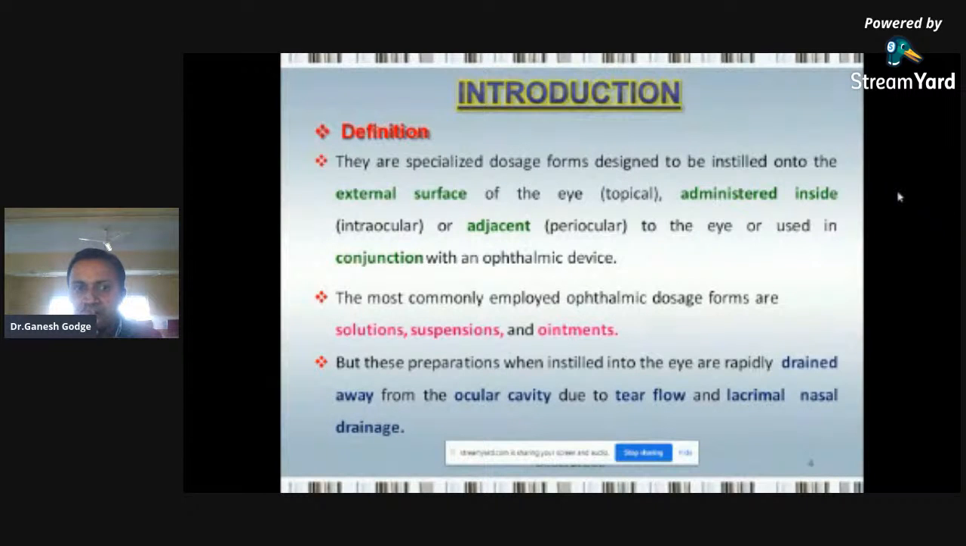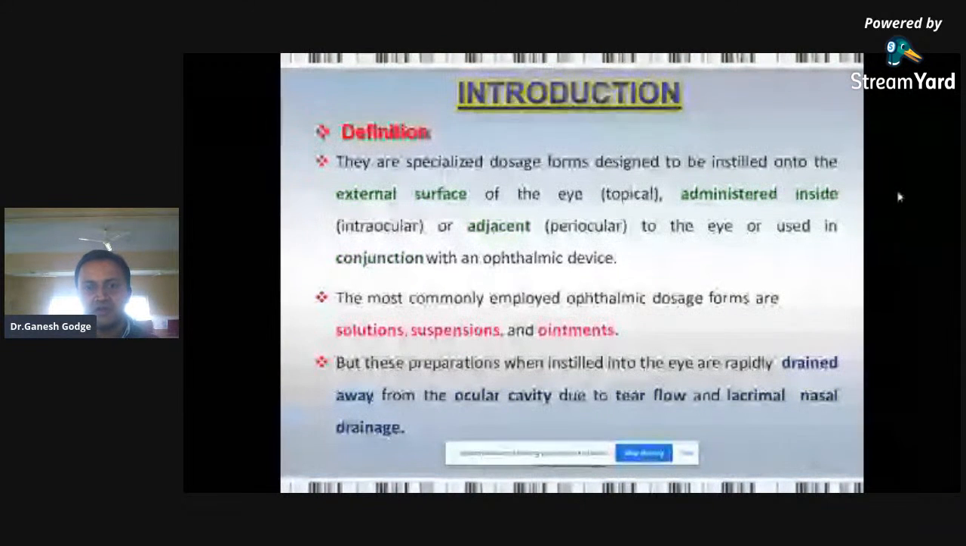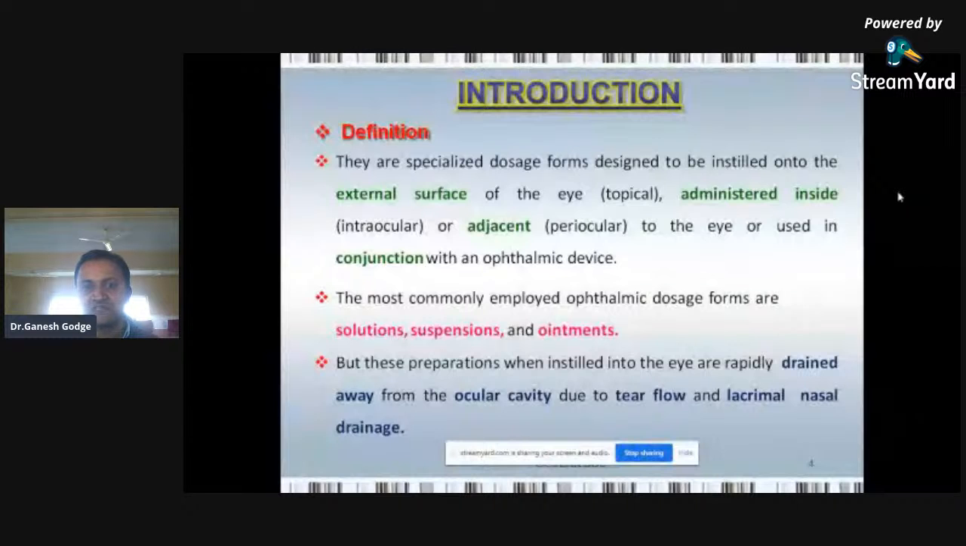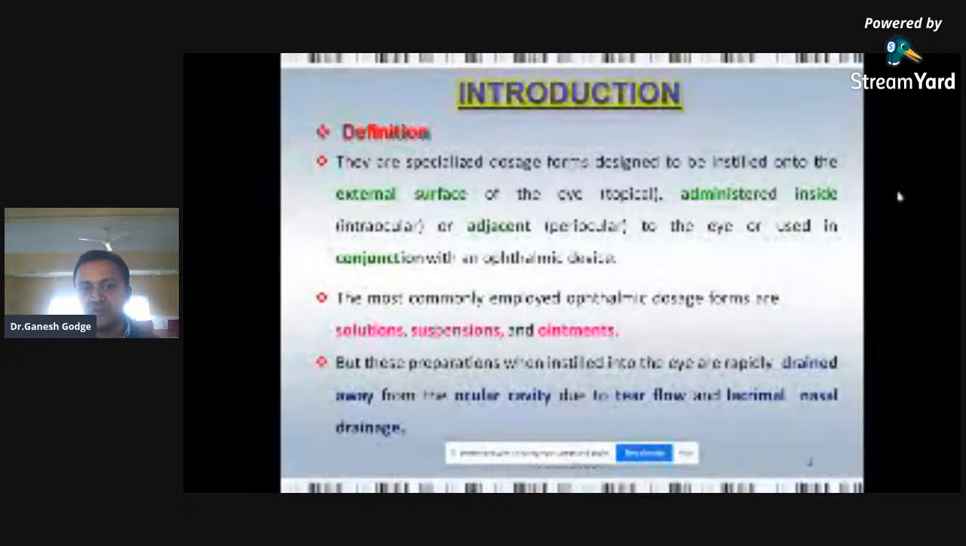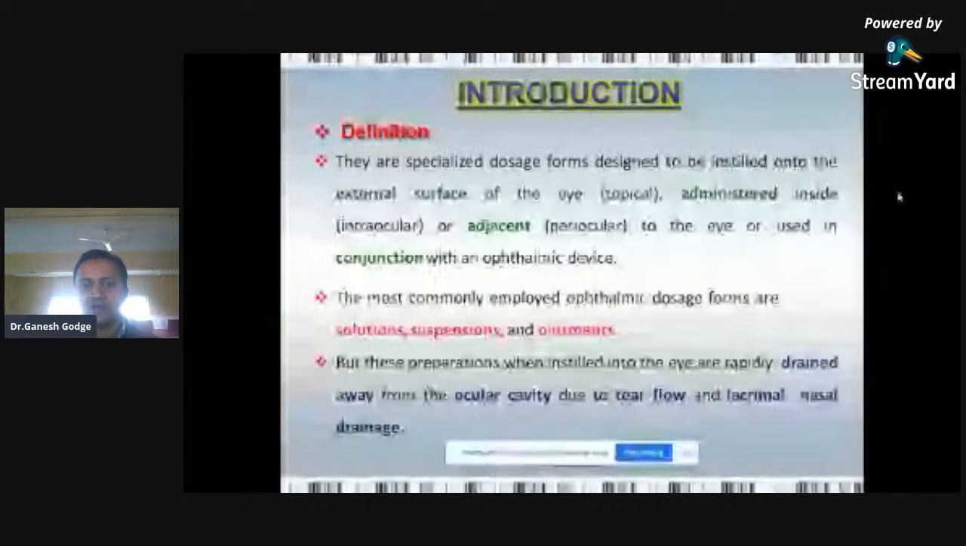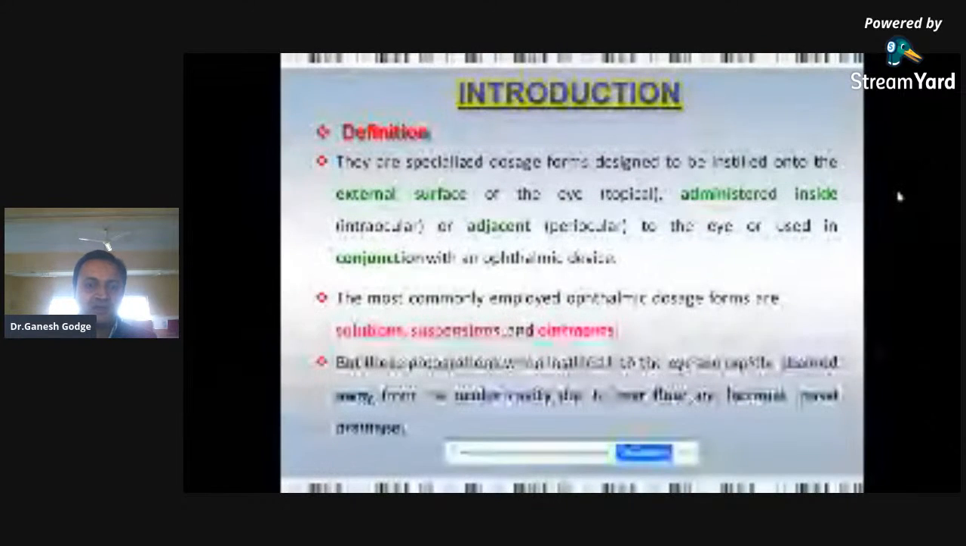Ophthalmic products are nothing but specialized dosage forms designed to be instilled onto the external surface of the eye cavity, the topical surface of your eye, administered inside the eye or adjacent to the eye, and used in conjunction with an ophthalmic device. The most commonly employed ophthalmic dosage forms are solution, suspension, and ointments, that we are very familiar with since childhood. We have used solution eye drops, suspension type eye drops, and chloramphenicol ointment tube, which is required for treating bacterial infection of your eye cavity.